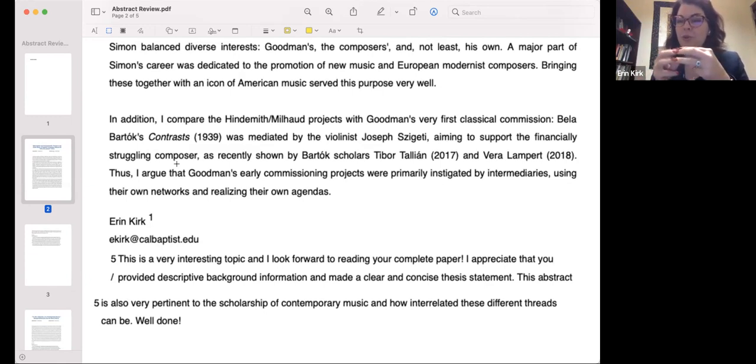So again, looking for those three main points: thesis statement, research, and then how do you plan to prove your main points? And that's basically it.